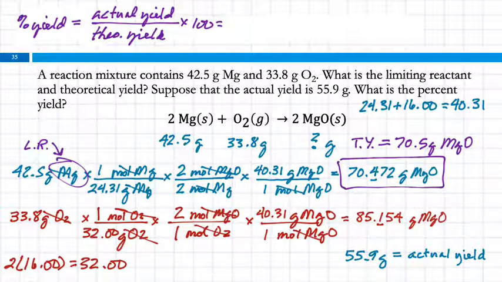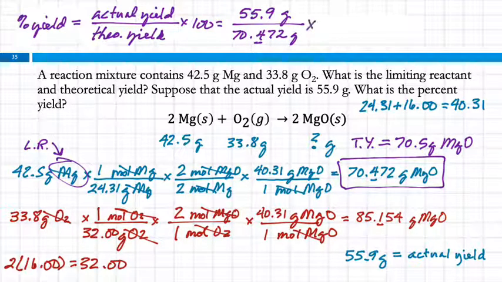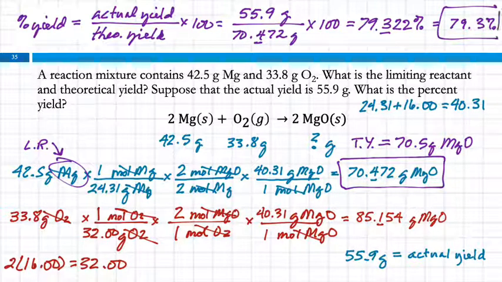So the actual yield is given to me. It's 55.9 grams. The theoretical yield I calculated, it's best to not use the rounded version in this calculation, 70.472 grams, and then multiply by 100. 55.9 divided by 70.472 times 100. And 79.322%. As both of those numbers have 3 significant figures, 79.3% is my yield.